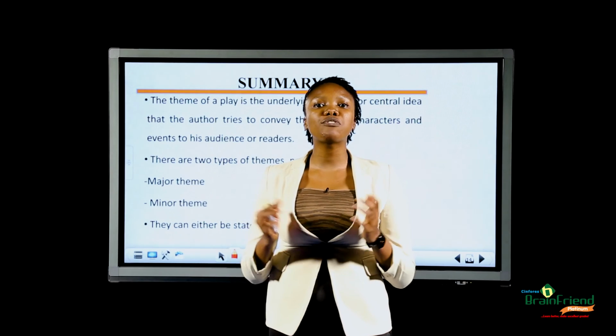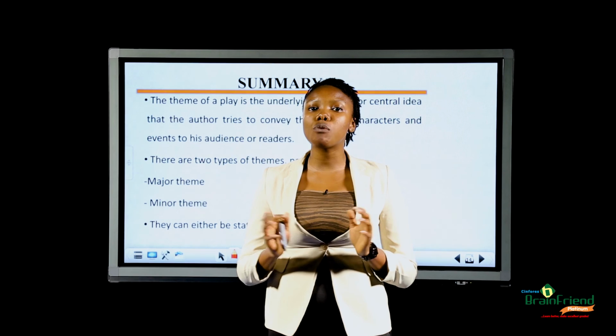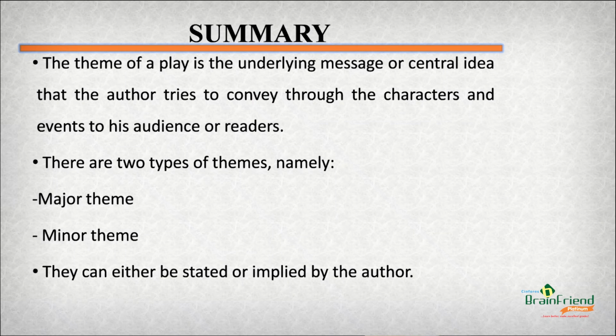Having said all this, we've come to the end of today's class. But before we go, let's take a quick summary of all we've learned so far. We've learned that the theme of a play is the underlying message or central idea that the author tries to convey through the characters and events to his audience or readers. We've also learned that there are two types of themes, namely major theme and minor theme. Finally, we've learned that they can either be stated or implied by the author.